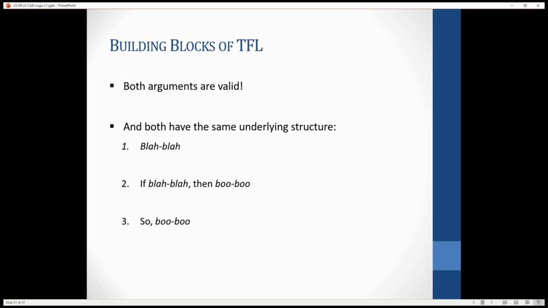As long as we fill them in with sentences, we know that this is going to be a valid argument. We know that it's a valid argument. This is a deductive argument, right? This is basically capturing a very fundamental form of deductive argument. We'll talk more about it in just a second.